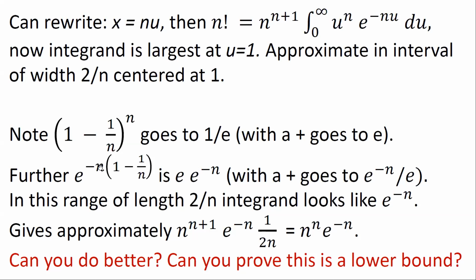Now, if I look at e to the negative nu, at the smaller value, it becomes e times e to the minus n. Oh, the e cancels the 1 over e, that's nice. And at the other side, it becomes e to the minus n over e, and that e cancels this e. So in this range, our integrand is actually looking like e to the minus n. And the interval is of length 2 over n. Whoops, the 2 should be upstairs. And so we get that it should look like 2 times n to the n e to the minus n.